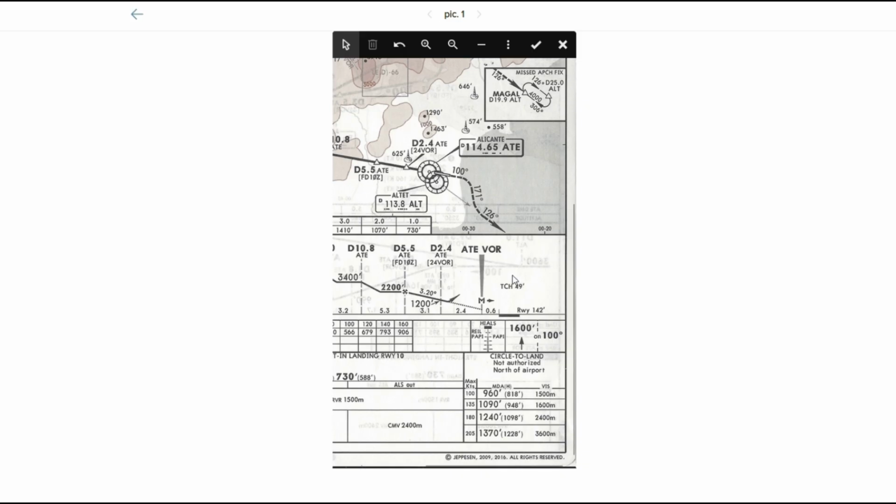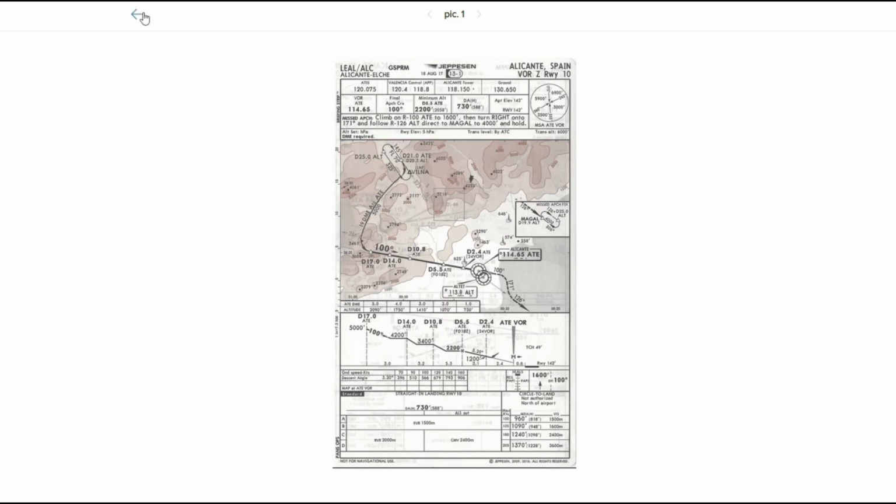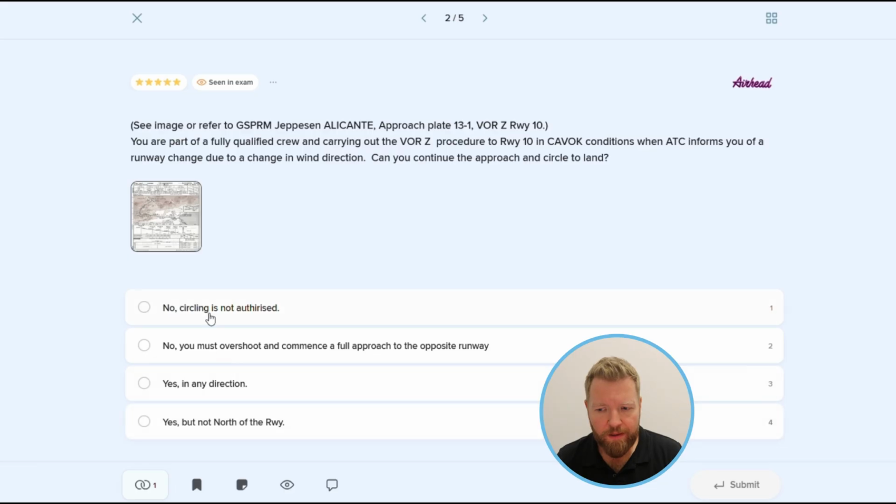On this chart, we can also easily notice that circling to the north is not authorized due to high terrain with tops above circling altitude. So, coming back to the question. Yes, we can continue the approach and circle to land, but not north of the runway. So answer number 4 is correct.